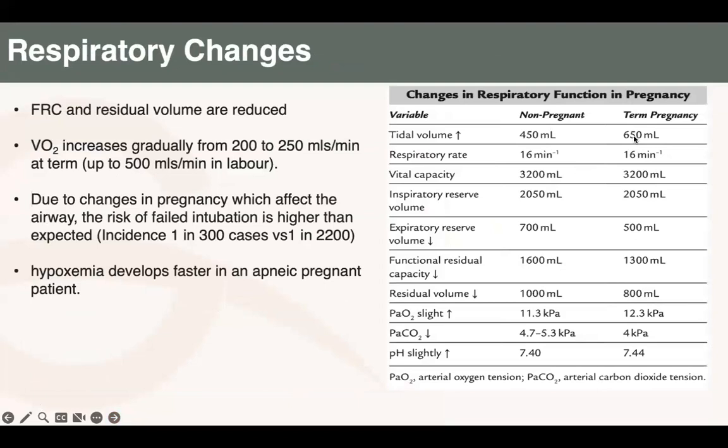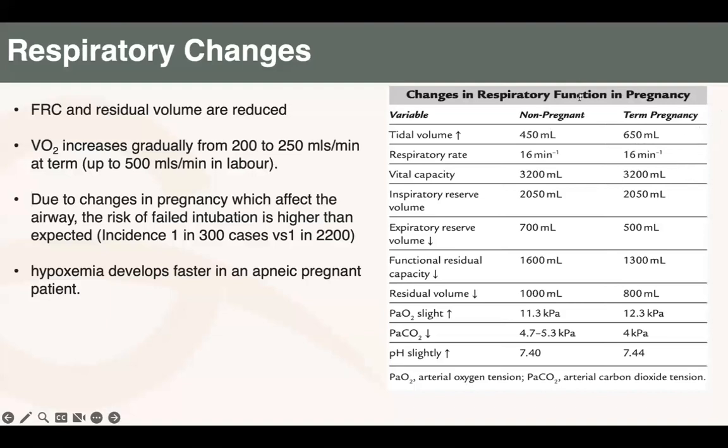Also, the respiratory changes: you will have reduced FRC, functional residual capacity. This acts like a temporary store of oxygen, especially during apneic ventilation. You might notice your gravid patients tend to desaturate quickly. This could be because their stores are depleted, and this is because of the anatomical changes during this period; the gravid uterus tends to compress the thoracic cavity and reduce its volume.